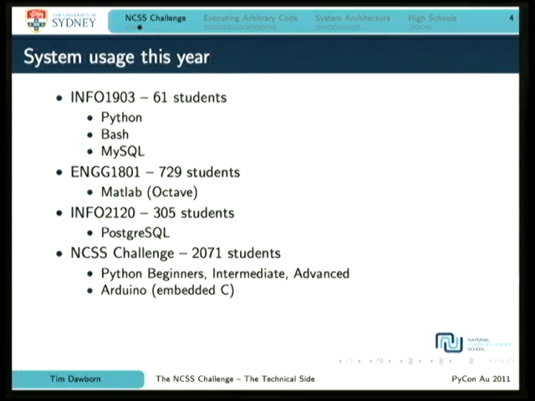System usage this year. Within the university, it's been used for 3 courses. In semester 1, in Info 1903, we taught Python, Bash, and MySQL via the challenge site. We taught NJ201 to 700 students using MATLAB, or Octave, in fact. There's a specific clause in the MATLAB terms and agreements that says you cannot use MATLAB for an online system. So we can't use MATLAB. Info 2120 for Postgres, which is 300 students, and the challenge, which is currently running, where we have 4 courses. We have 3 versions of Python, beginners, intermediate, and advanced, and then Arduino programming, which is kind of embedded C.